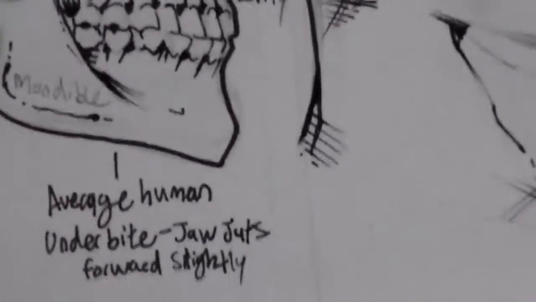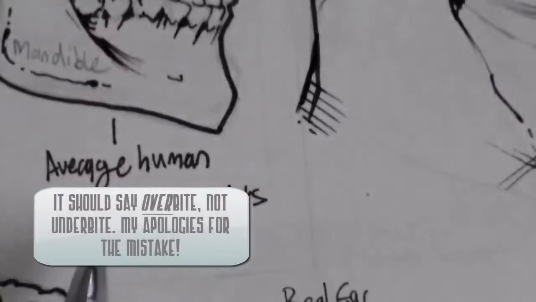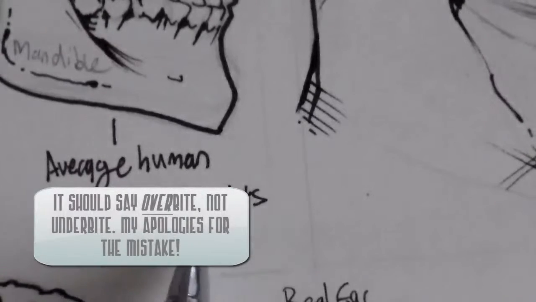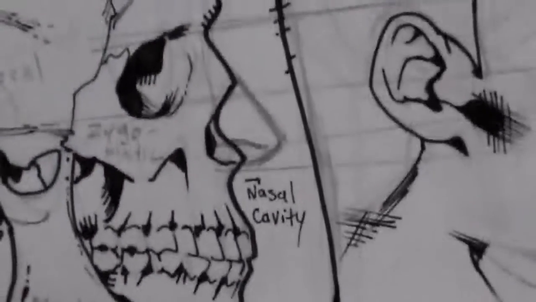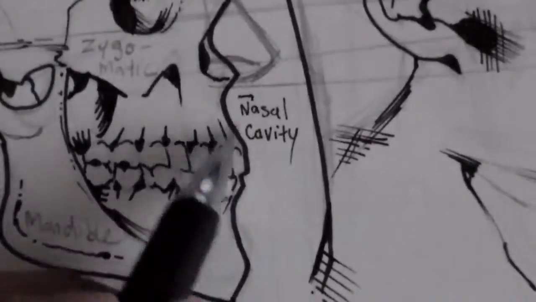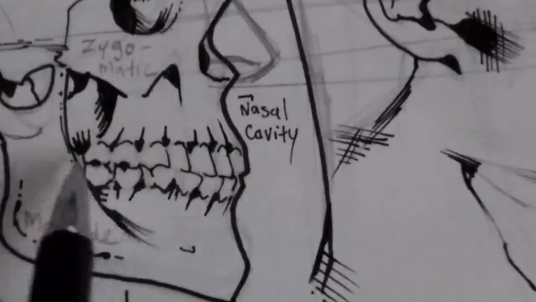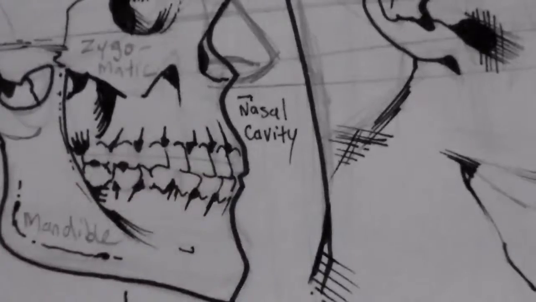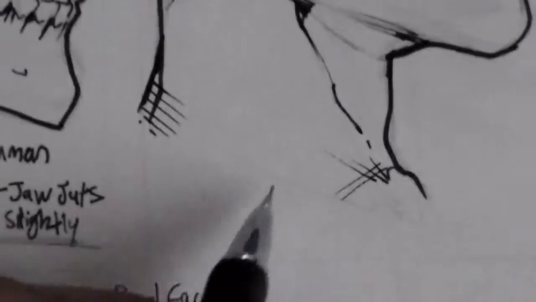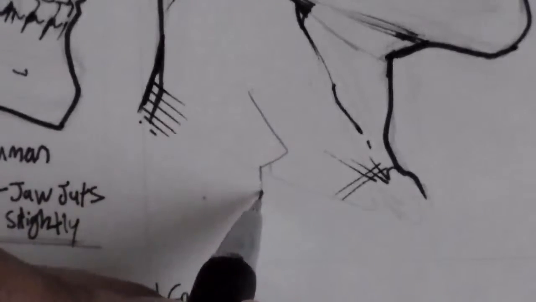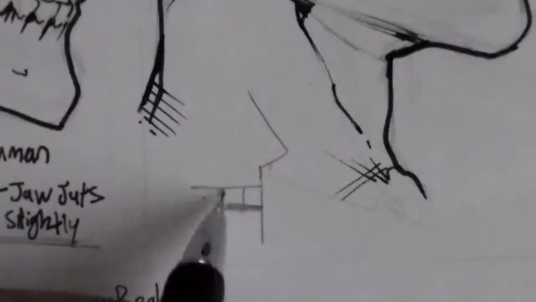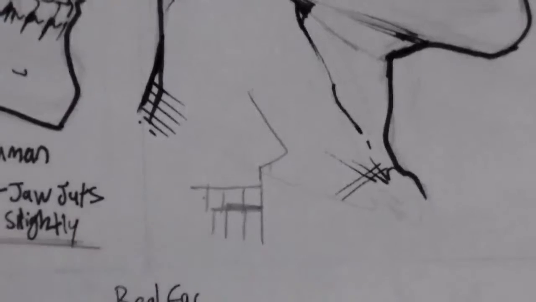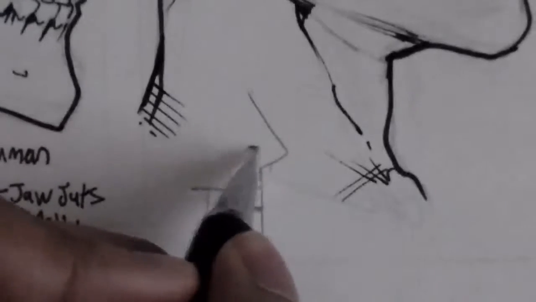Here's a little tidbit I threw in here, which is something to memorize, just for realism's sake. The average human has a bit of an underbite. The jaw juts forward just slightly from the top teeth and the bottom teeth, so they don't exactly meet right straight down across. It isn't like the mouth from the nose, and then the mouth and the teeth just go straight down, and the teeth come in. That's not actually how it looks.